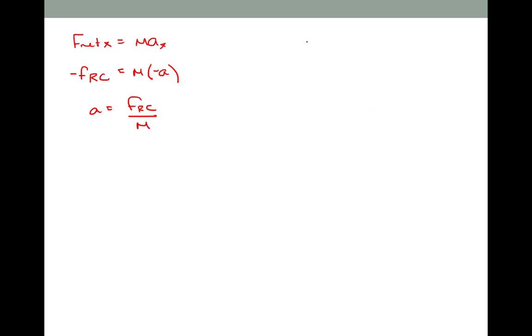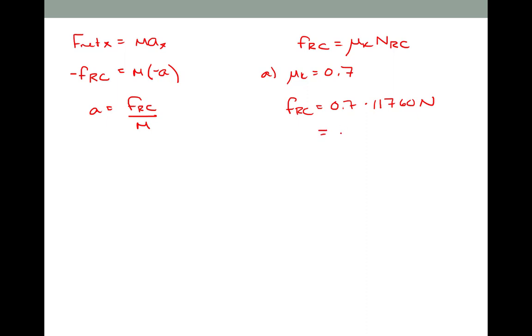To find the force of friction, I use the model that was developed in the last part of the problem, where it's going to equal the kinetic friction multiplied by the normal force. For part A, remember the kinetic friction equaled 0.7. So the force of friction will equal 0.7 times 11,760 newtons as found using the vertical direction. And that gives us a force of friction of 8,232 newtons.